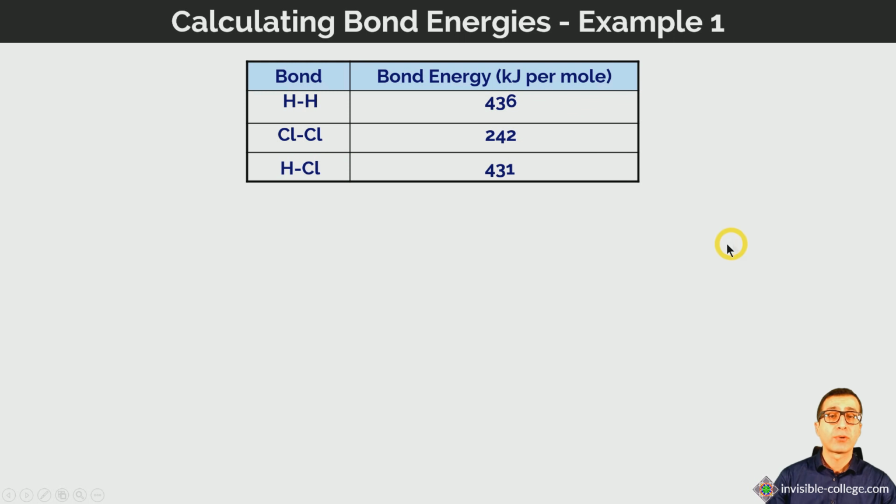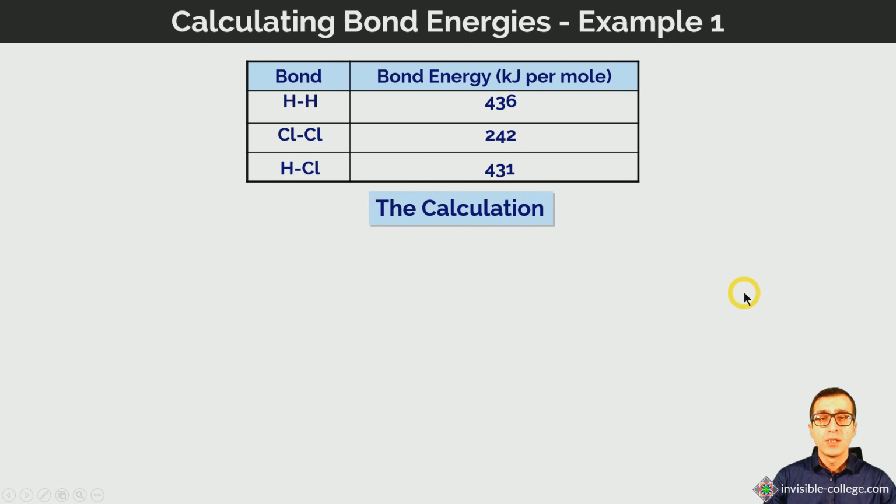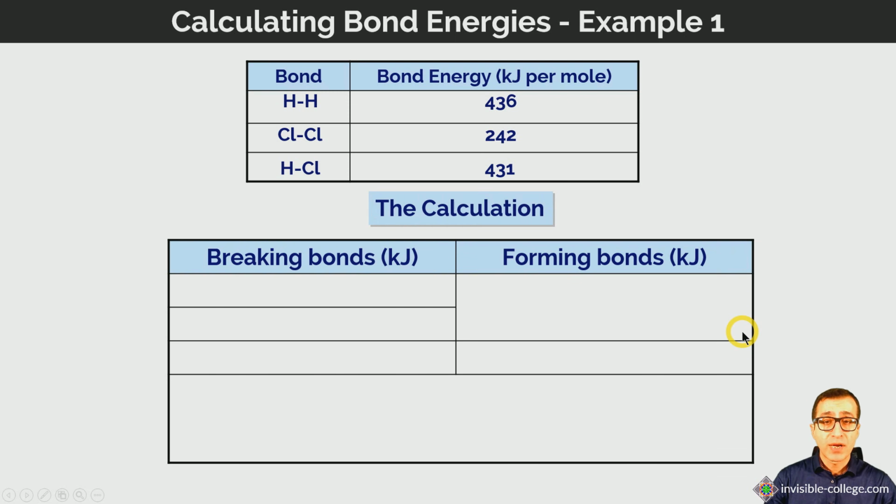So let's take a look at the calculation. In terms of the bonds that we're breaking, again, looking back at the chemical equation, we have 1 mole of hydrogen molecules, each of which contains 1 mole of hydrogen to hydrogen bonds. So we require 436 kilojoules to break that 1 mole of bonds.